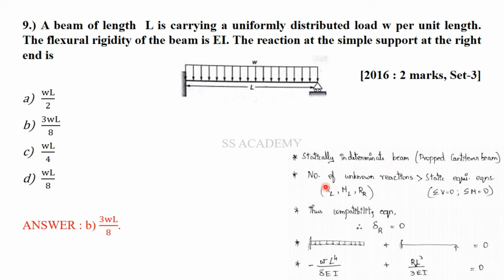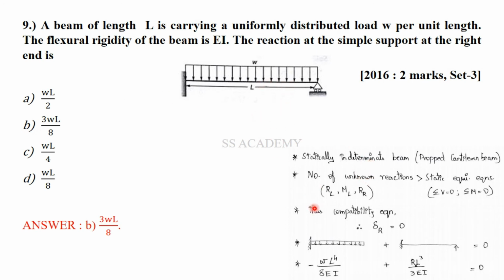What is the number of unknown reactions? Here you can see, due to this vertical loading, we will have an upward reaction here, and similarly at this fixed point, we will have an upward reaction and a moment. So RL and ML refer to the reaction and moment reaction at the left end, while RR refers to the upward reaction at the right end. So we have three unknown reactions, but the static equilibrium equations we can use are summation V equal to 0 and summation M equal to 0. We can't use summation H equal to 0 since there are no horizontal forces.